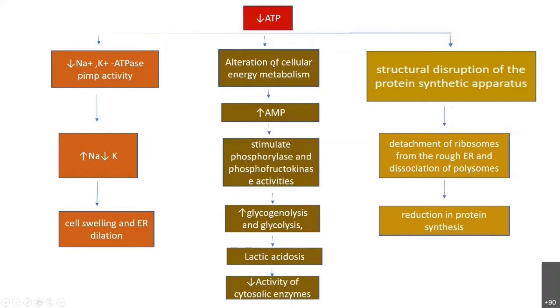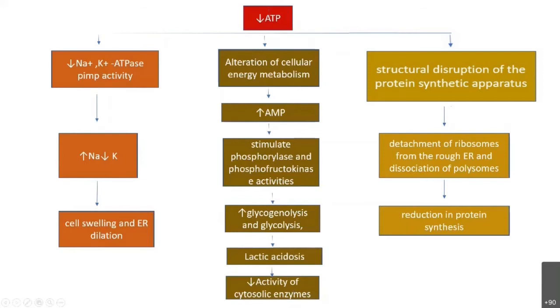Now, what are the other effects? There is alteration of the cellular energy metabolism. So there will be increased AMP because ATP is not generated. This will in turn stimulate phosphorylase and phosphofructokinase activities, and there will be increased glycogenolysis and glycolysis so that ATP can be generated from anaerobic glycolysis. So this will in turn lead to lactic acidosis, that is decreased pH, that is acidic environment of the cell. So this will in turn decrease the activity of various cytosolic enzymes.